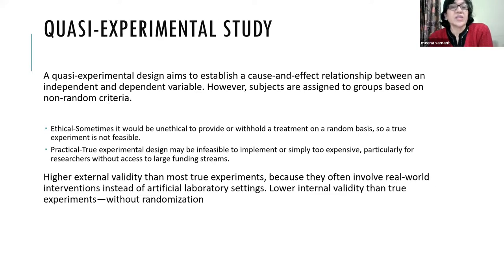So then the quasi-experimental study. It is a design that again aims to establish a cause and effect relationship between an independent and a dependent variable. However, subjects are assigned to groups based on non-random criteria as against the RCTs. Now, this happens because there are some ethical concerns. Sometimes it would be unethical to provide or withhold a treatment on a random basis. So a true experiment is not feasible.